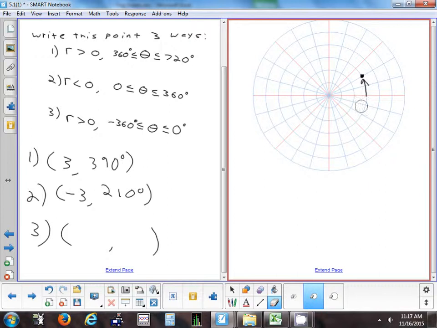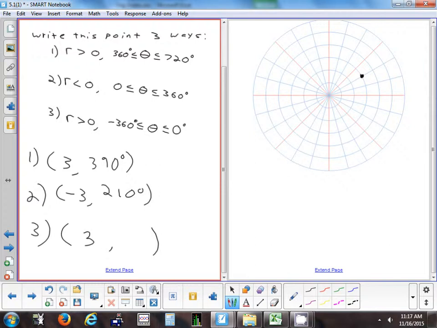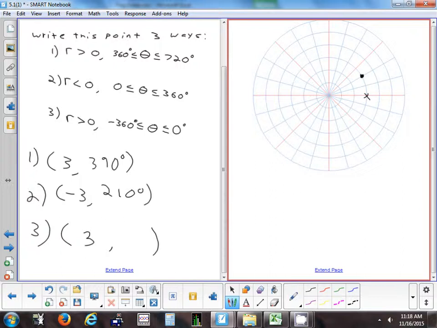All right, and, okay, last one. Hannah, what's my radius going to be on the last one? 3. Yep, radius is 3. So we're starting right there. And negative angle means we're going to take the long way around and go all the way this way. Okay, so how many degrees would that be? Yeah, Nick? 330. Close. 330 would put us down here. Negative 330. Yeah, negative 330.